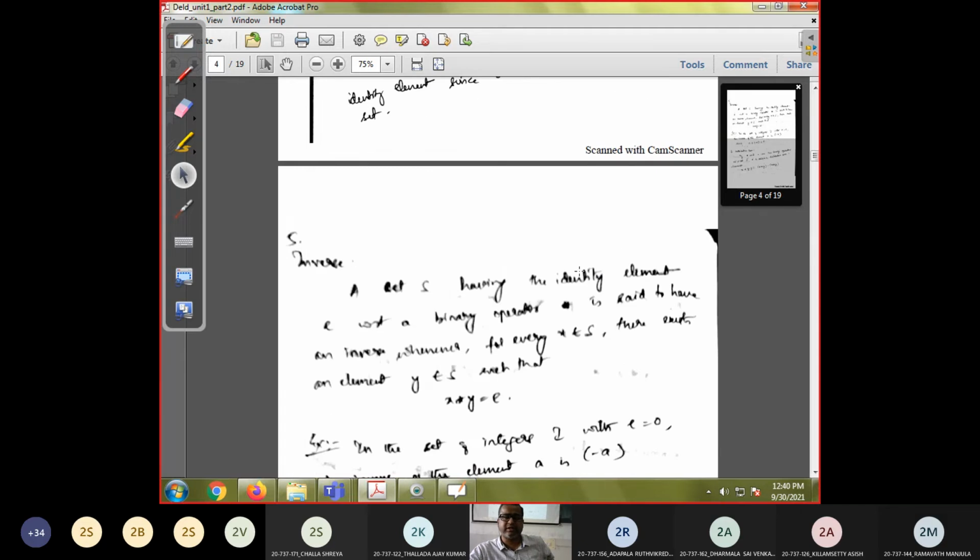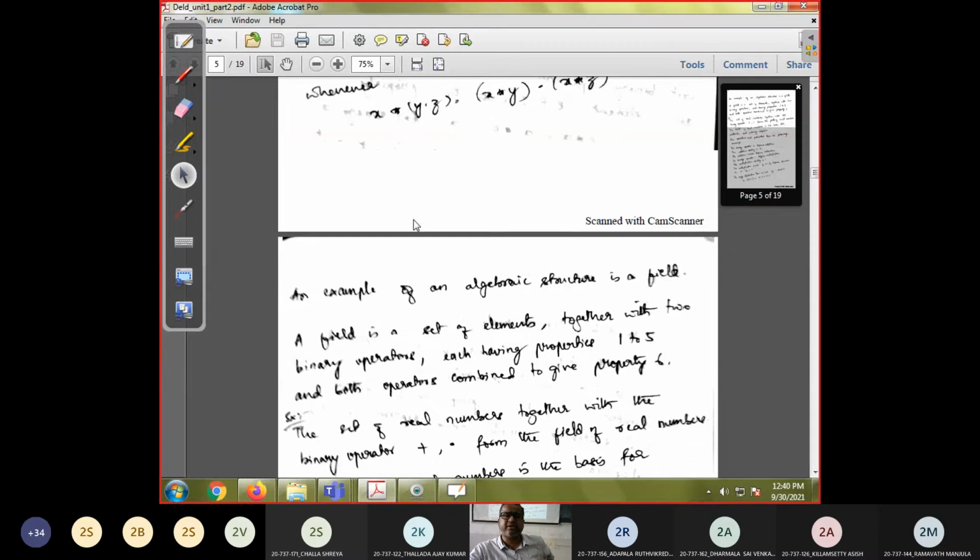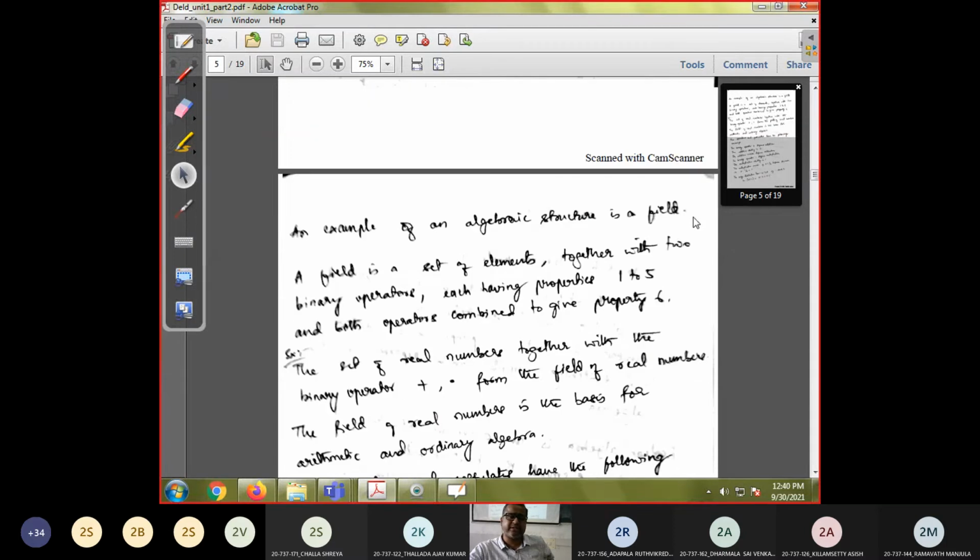So I'm not going into details of this. All these properties have to be satisfied. An example of an algebraic structure is a field. So what is a field? A field is a set of elements together with two binary operators, each having the properties 1 to 5, which I have listed now. Whatever operators we have defined, if all these properties are satisfied by a set of elements together with some binary operation, then I consider it to be a field.